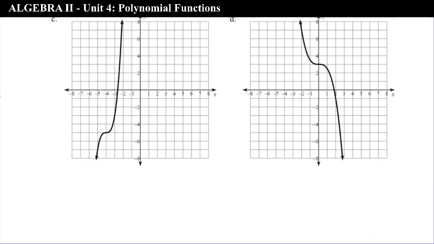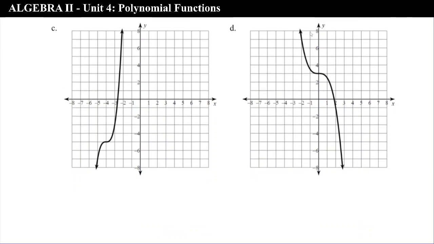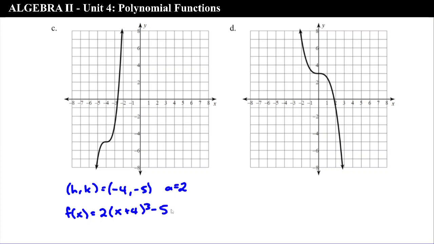All right, 2 more examples. We got in c, our h and k would be the inflection point. So we got -4, -5. And our a, well, we know we're going to be positive because we're increasing. If we go over 1, we have to go up 2 to hit the graph, so we have a stretch of 2. So our equation will be f of x equals 2(x plus 4) cubed minus 5.